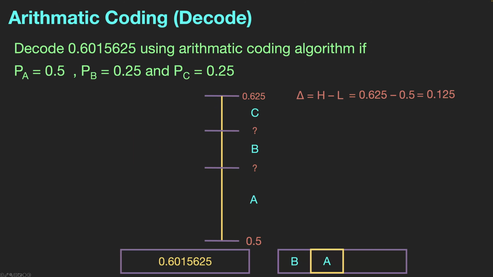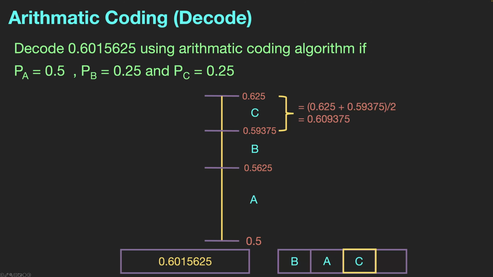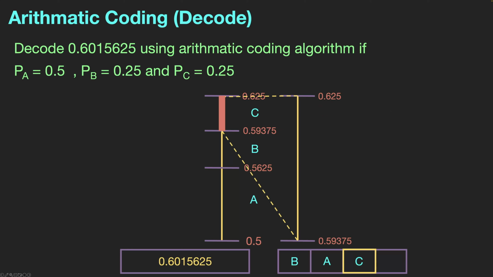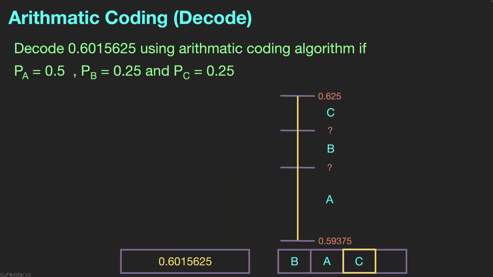Following the same calculation process we followed during the encoding, we will calculate the intermediate values. The code word falls within the interval C with high value 0.625 and low value 0.59375, and the character C is decoded. The average value for this case is 0.609375, which is not equal to the code word, so we have to expand this interval. We have to follow the same calculation to find the intermediate values.